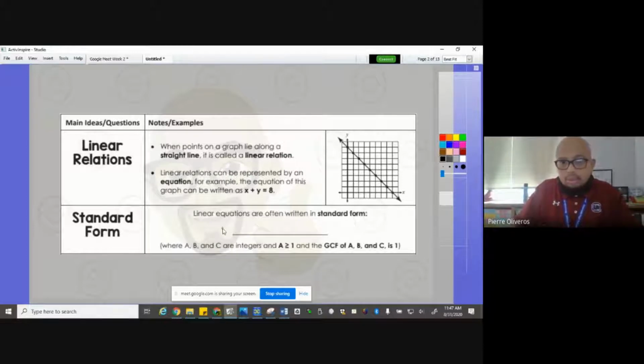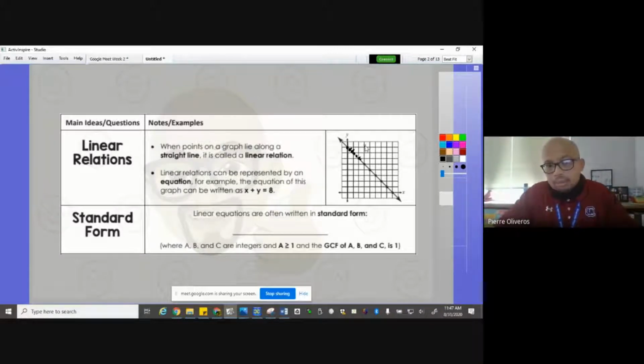And when we talk about linear relation, it's when the points on a graph lie along a straight line. Remember that the line is made up of millions of points, a lot of points there. Linear relation can be represented by an equation, with an equal sign.